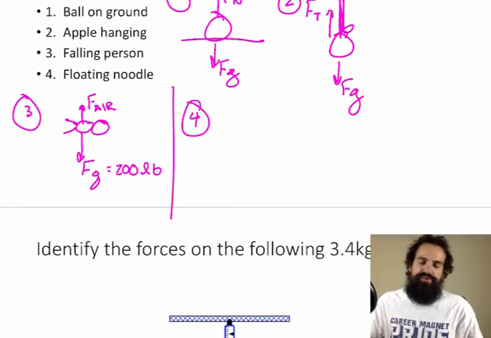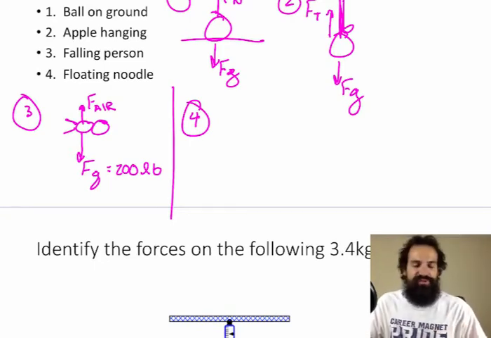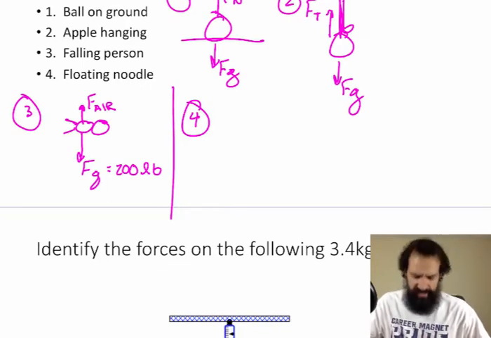I hope I'm not going too quickly. If I am, rewind, watch it again, try to figure out what the heck I'm saying, and then ask me if it still doesn't make sense. I'm sorry. I'm trying to figure it out.